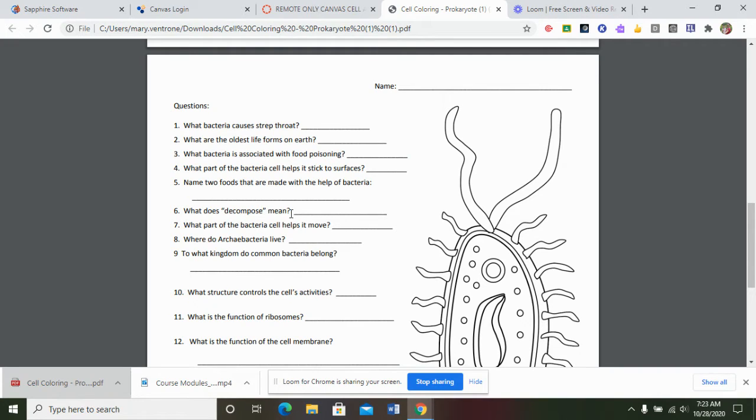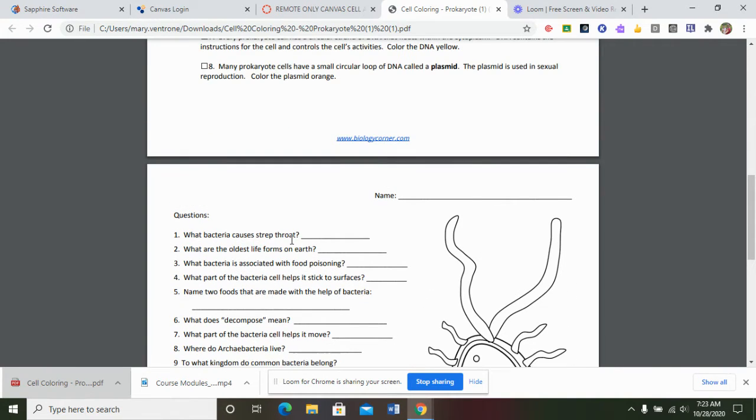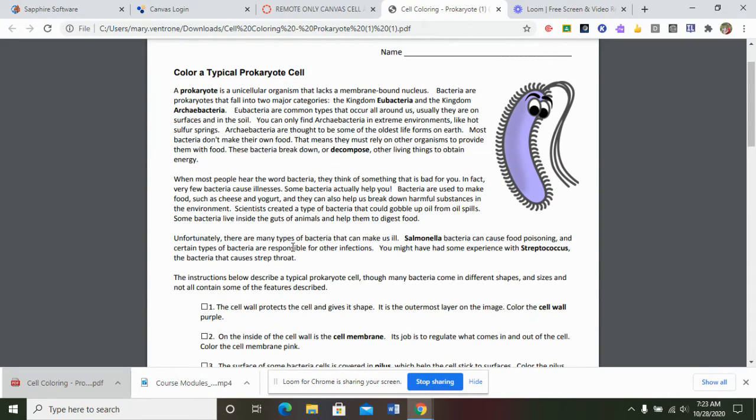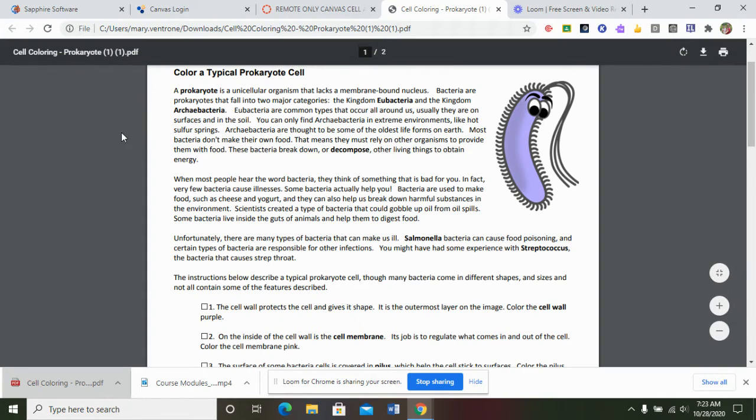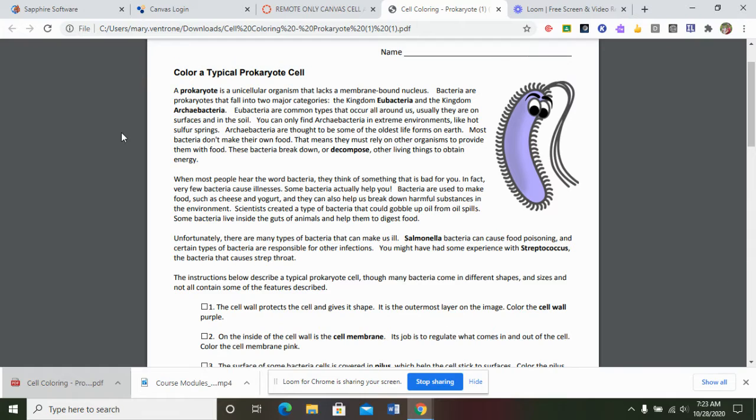So if you look at the first question here, it says, what bacteria causes strep throat? And I always like to look at the questions first so I know what I'm reading for. Now, I believe that these answers should go somewhat in order. So a prokaryote is a unicellular organism that lacks a membrane-bound nucleus. Bacteria are prokaryotes that fall into two major categories, the kingdom Eubacteria and the kingdom Archaebacteria. Eubacteria are common types that occur all around us. Usually they are on the surfaces and in soil. You can only find Archaebacteria in extreme environments like hot sulfur springs. Archaebacteria are thought to be some of the oldest life forms on Earth.